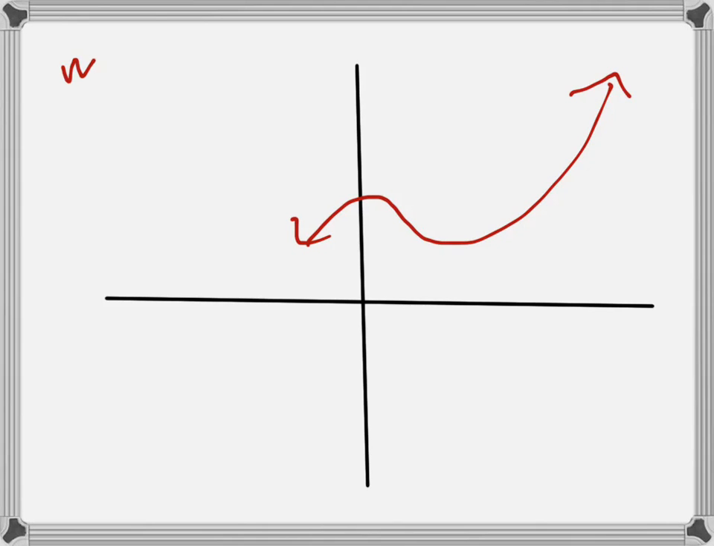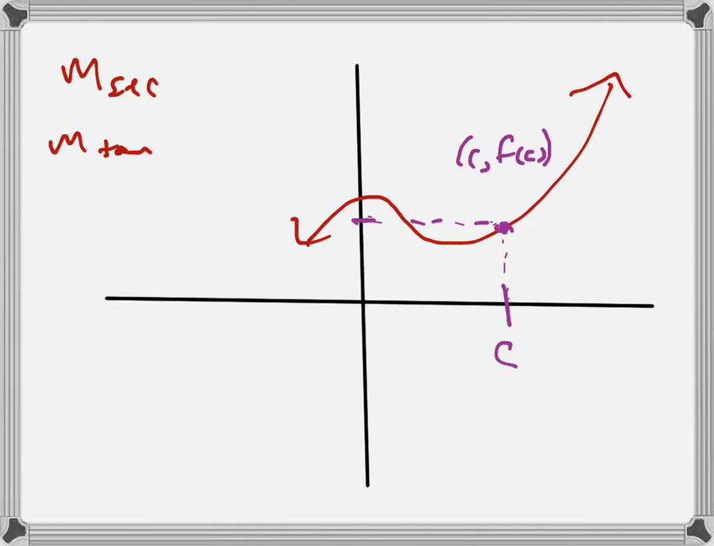Well, let's talk about the slope of a secant line and the slope of a tangent line, because they're related to each other. A secant line, let's say I have a point right here. This point is C. If I go up to the graph, that point right there is C comma f of C. If you follow it over to the y-axis, that's f of C right there.